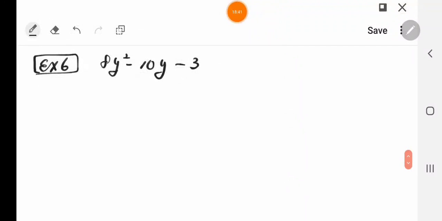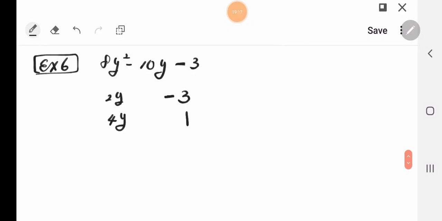Example 6. Okay, the trinomial is written in the right order. So 8 can be 2 times 4 or 1 times 8. So why don't we try 2 times 4 first? So 2y times 4y. If this is not working, then we can try 1 times 8. Okay, 3 is 3 times 1 or 1 times 3. So let's try 3 times 1. And then the product has to be negative. So put the negative sign, this time on 3.